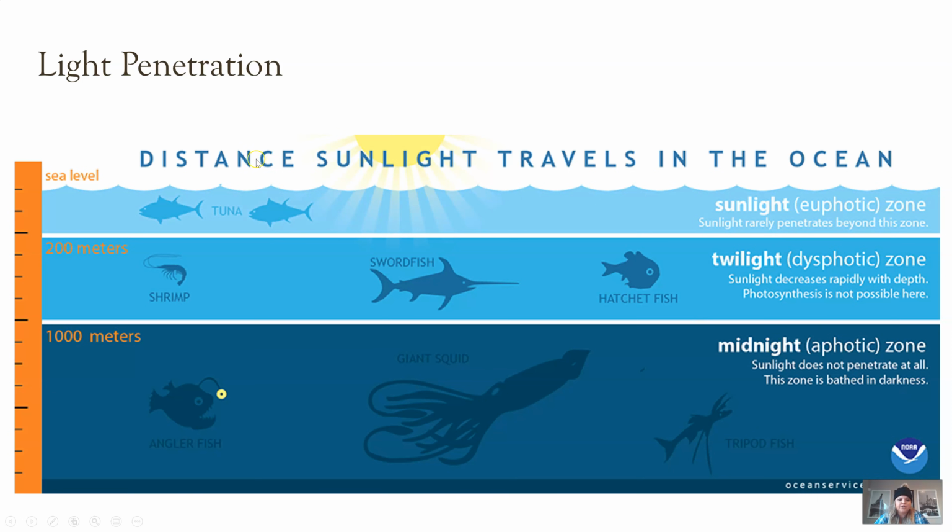All right, as far as light penetration goes, this influences what type of marine life you would see. At sea level, you get pretty good sunlight, so you're going to see things like tuna. Below 200 meters is where you start to see shrimp, swordfish, and hatchet fishes. Sunlight decreases rapidly with depth, and photosynthesis is not possible here. Past 1,000 meters is the midnight zone, where sunlight does not penetrate at all. This zone is bathed in darkness, so we see tripod fish, giant squids, and anglerfish.